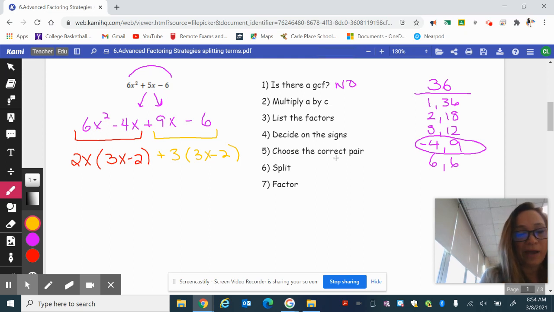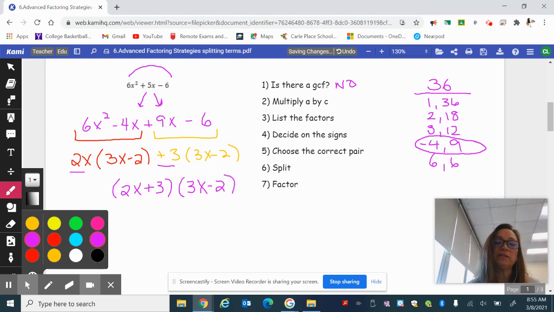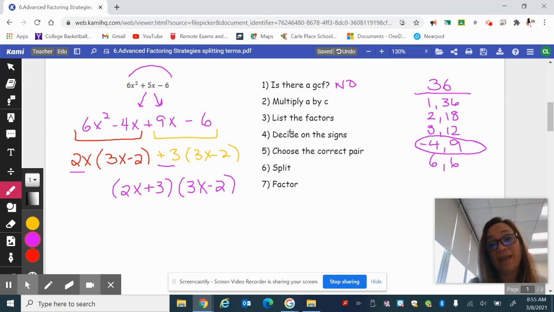All right. So now I'm going to bring everything back together for my final answer. And I bring back together the 2x plus 3. And then I write the 3x minus 2. Because basically the 2x plus 3 was distributed to the 3x minus 2. And that's my answer. And this is called splitting the linear term. Okay.